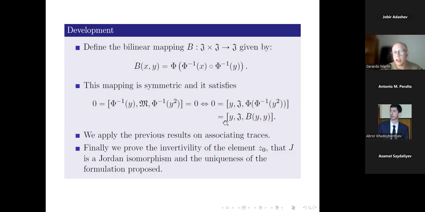Then we obtain this relation with the associator of the bilinear map, which is just the same hypothesis we considered when we were studying traces of bilinear maps in the previous section. So the idea is to apply the previous results on associating traces. Finally, which is more difficult, the rest of the proof is related with proving the invertibility of the element z sub zero, that J is a Jordan isomorphism, and finally the uniqueness of the formulation we proposed.